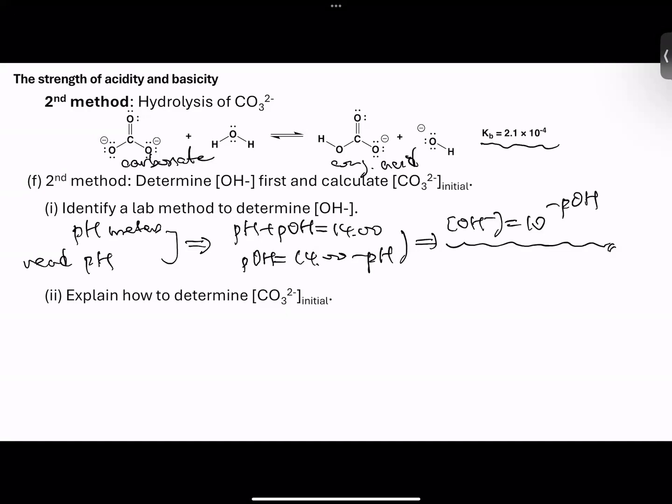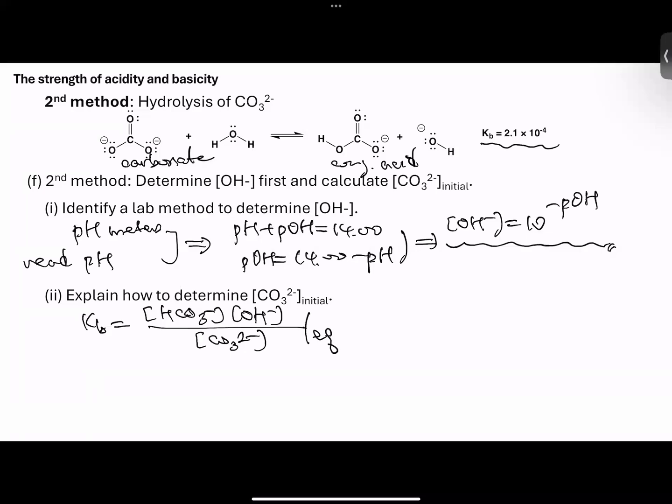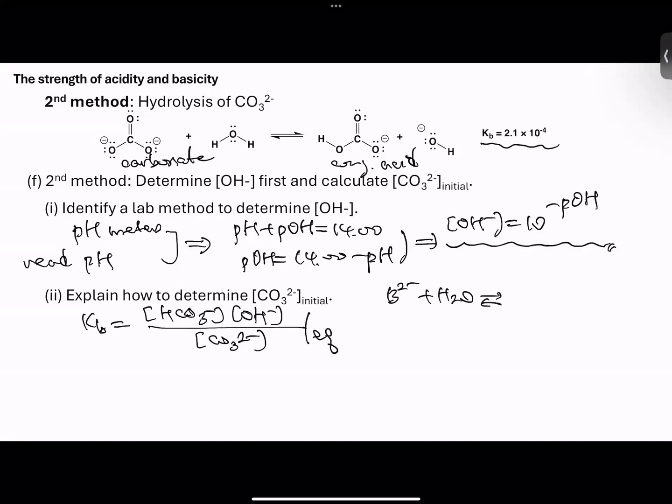Explain how to determine the carbonate ion initial concentration. Okay, we have not used the Kb definition yet. Kb is the bicarbonate concentration and hydroxyl ion concentration over the carbonate ion concentration, at equilibrium. Okay, let's set up an ICE table. Let me draw those bases. Carbonate ion, charge 2 negative, as a base plus water becomes bicarbonate ion, with 1 negative charge, plus OH negative.